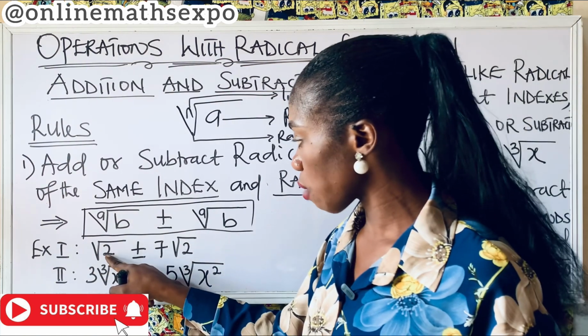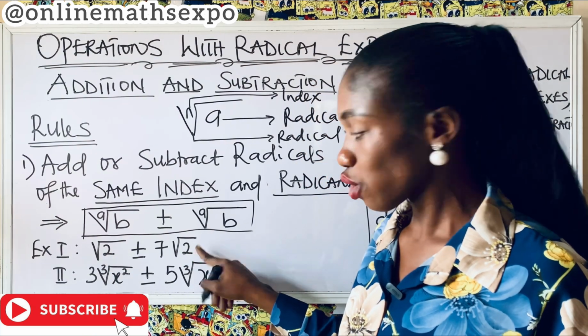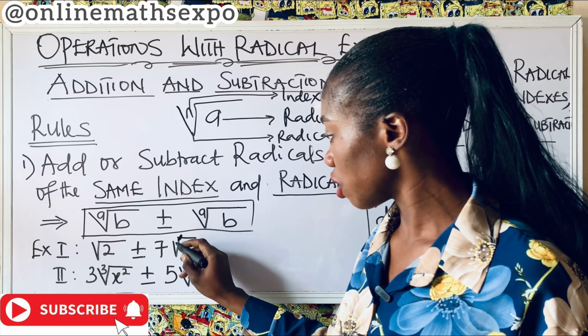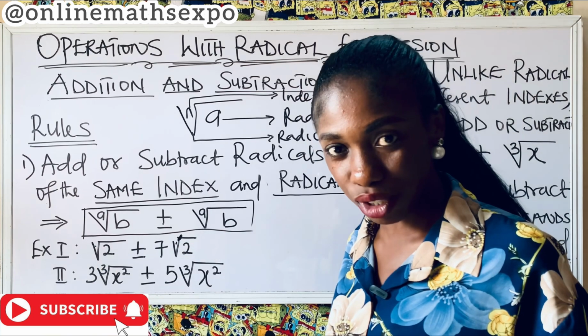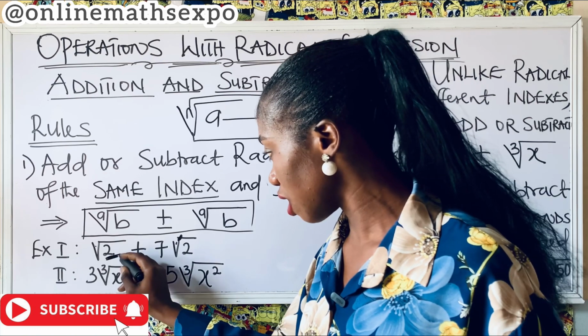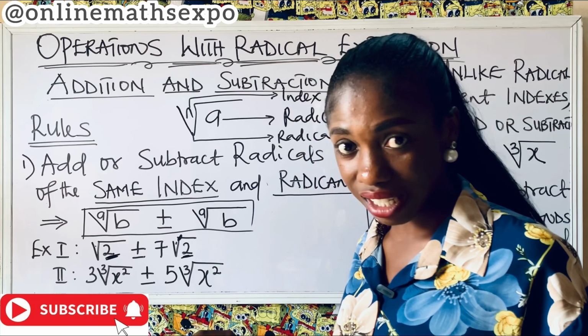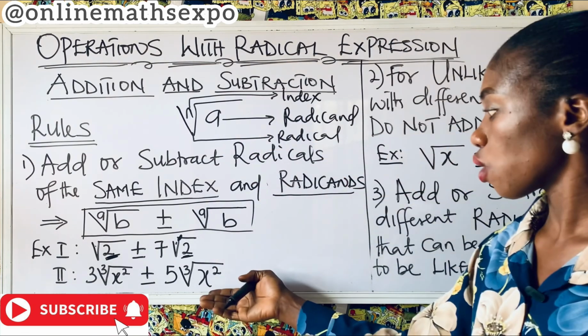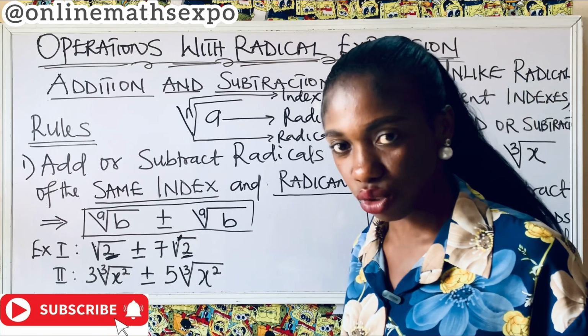Now you notice here we have root 2 and here we have 7 root 2. So you see the index here is 2 and it's also 2 here. So you are free to add, and you know the radicand is 2 and this is 2. So with this you can add this, okay? Now in this you also see the same thing is applicable, so you can add or subtract.